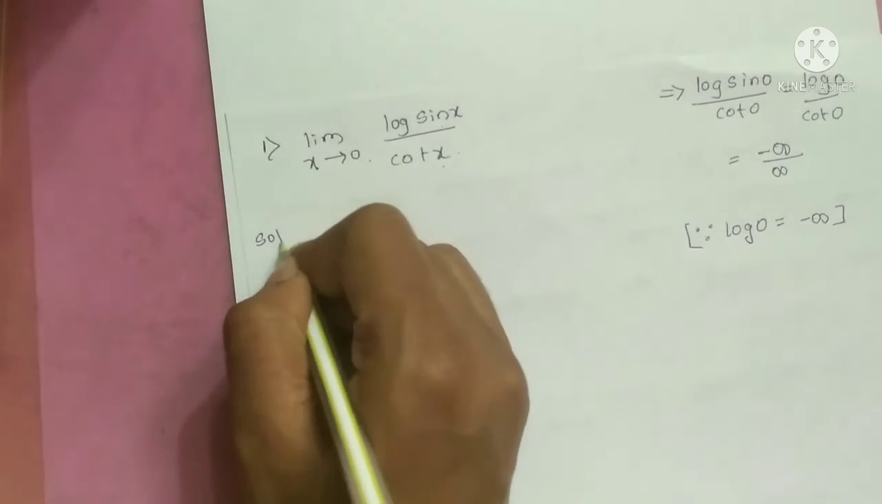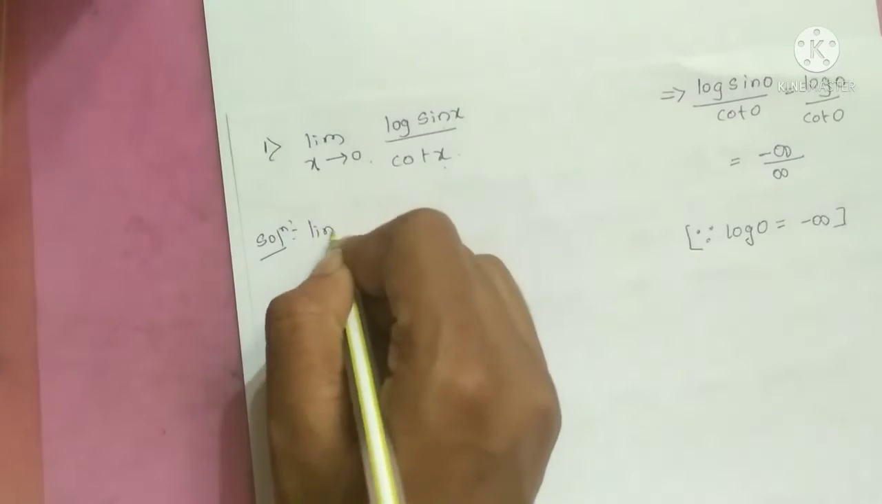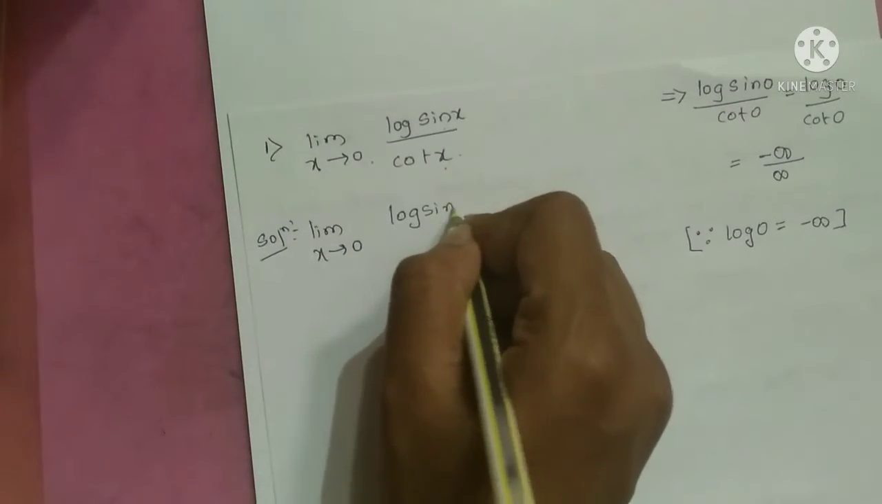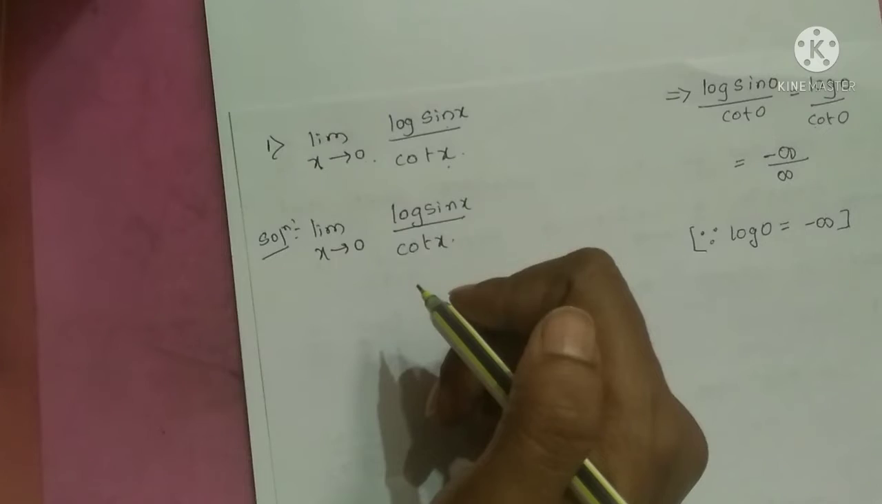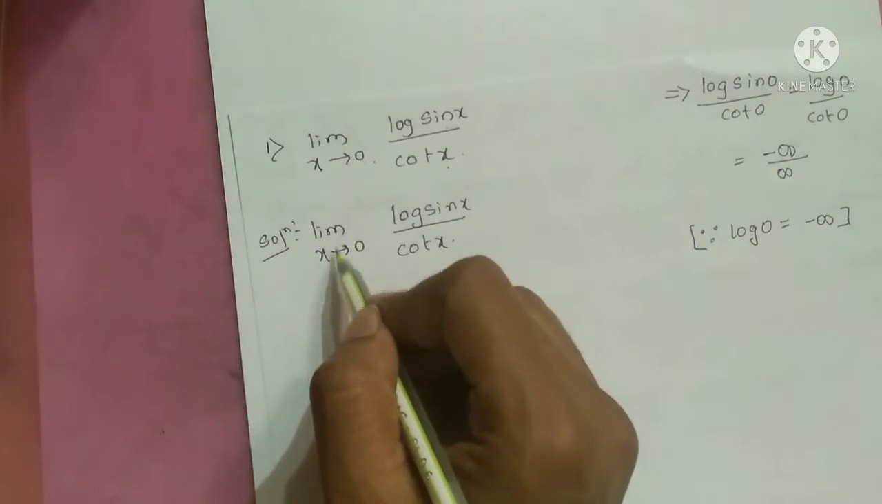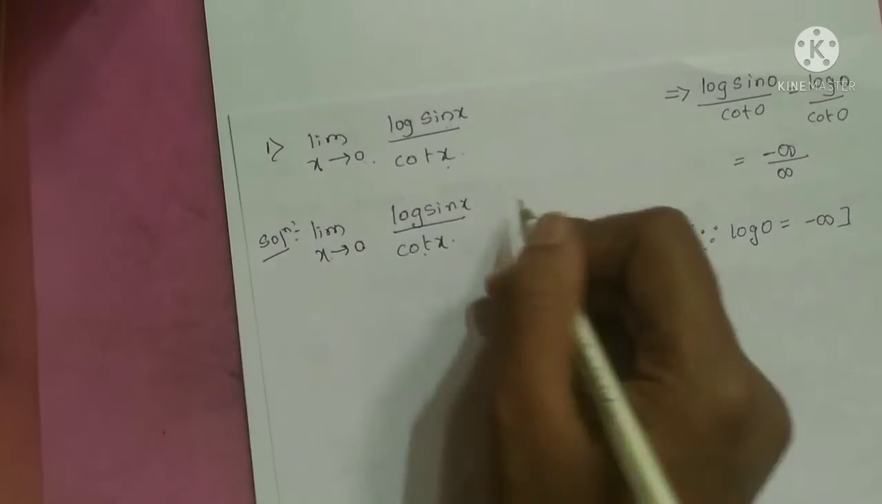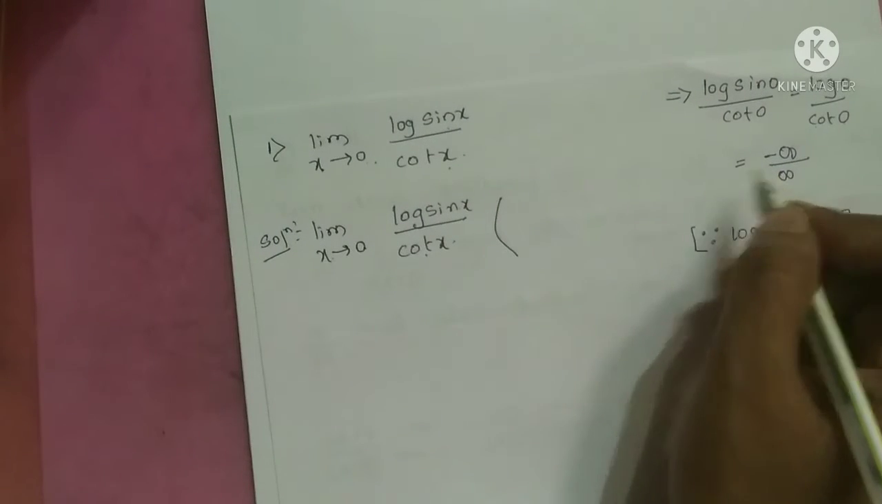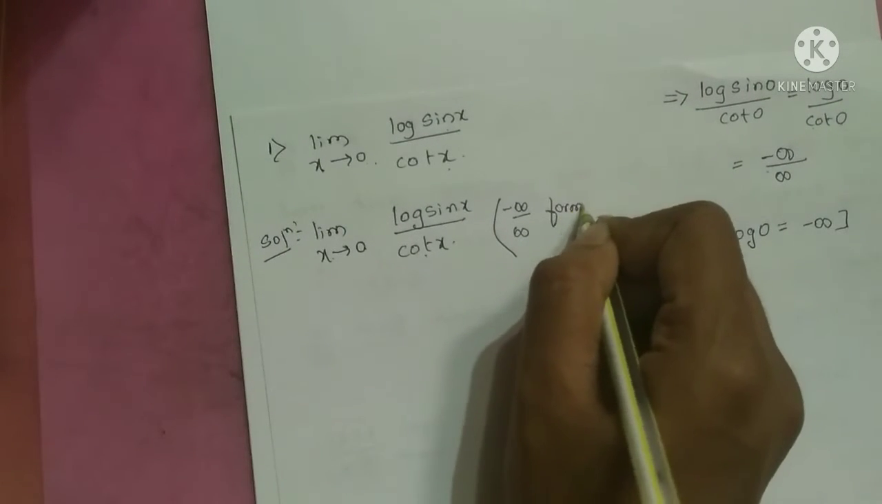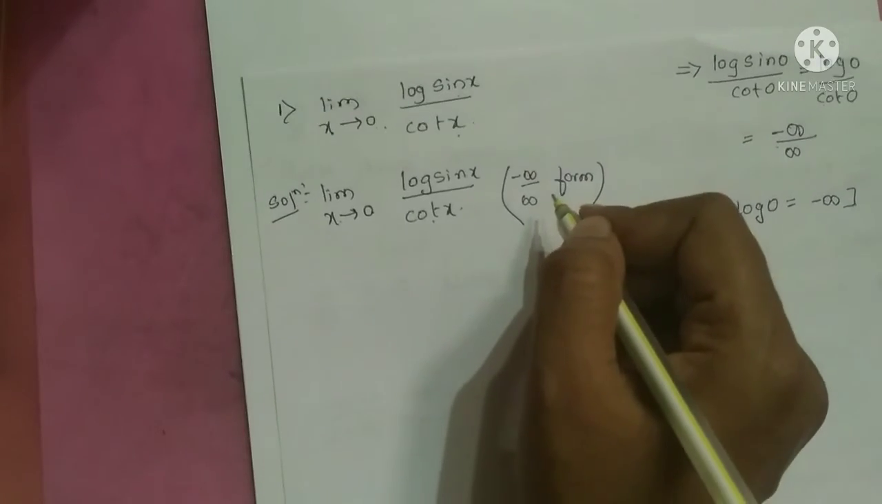So let us write the given problem. Limit x tends to 0 of log sin x by cot x, and we say that it is in the form of minus infinity by infinity. Minus infinity by infinity and infinity by infinity are one and the same.